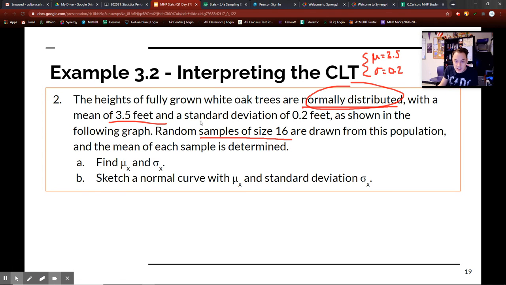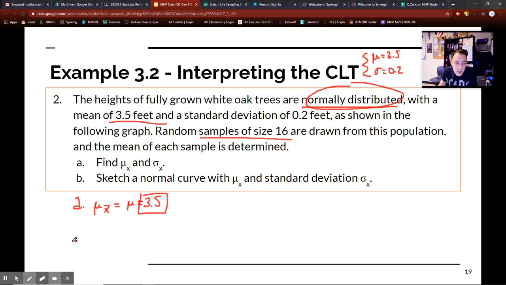Random samples of size 16 are going to be drawn from this population, and the mean of each sample is determined. Okay, so I want to find the exact same thing. I want to find what this is, my sample mean, and that's just going to equal my population mean, which is just going to be 3.5.